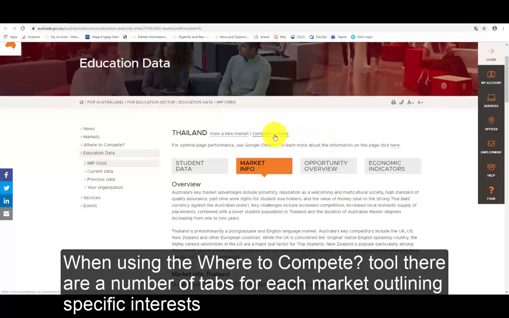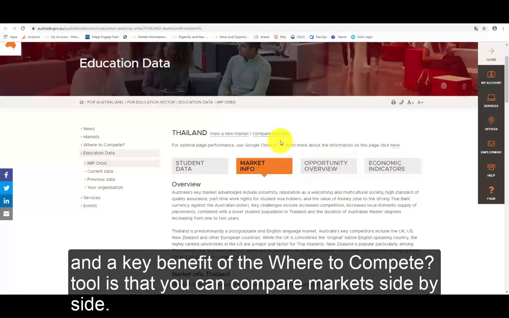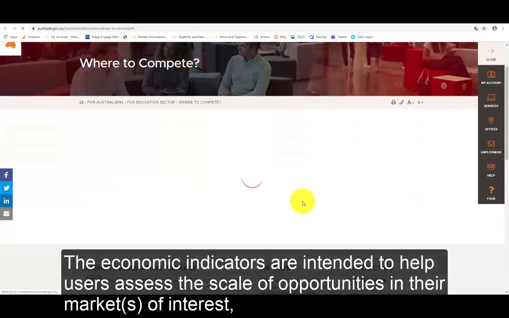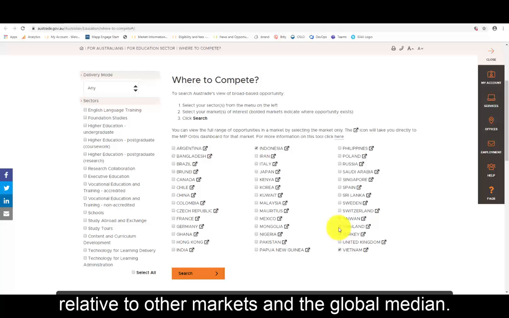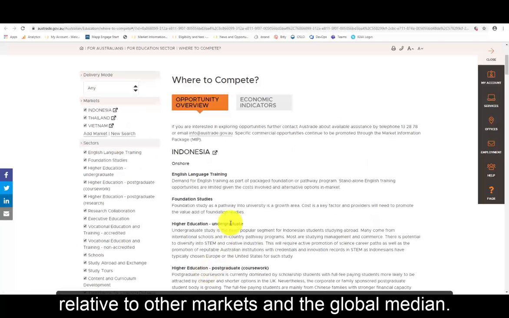When using the Where to Compete tool, there are a number of tabs into each market outlining specific interests, and a key benefit of the Where to Compete tool is that you can compare markets side by side. The economic indicators are intended to help users assess the scale of opportunities in their markets of interest relative to other markets and the global median.